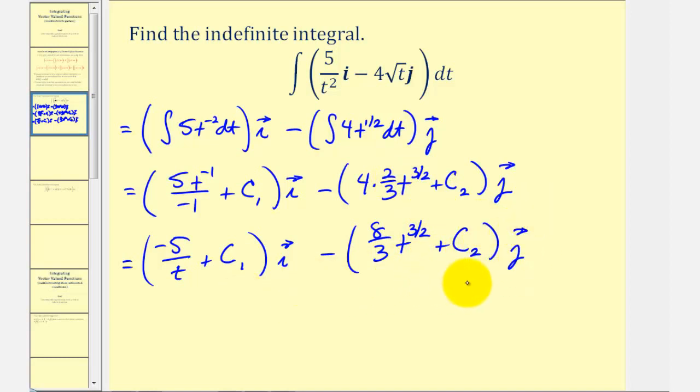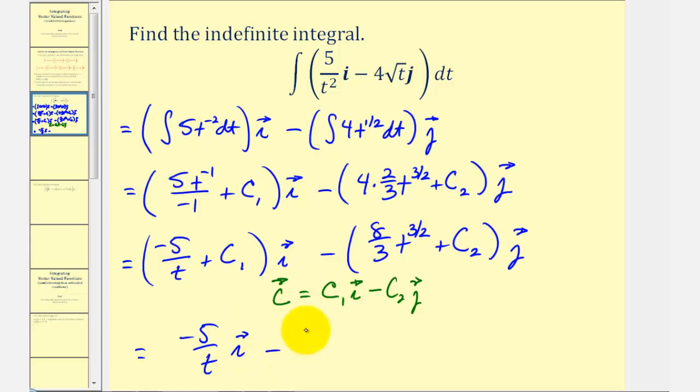So this is the antiderivative, but notice how c sub 1 and c sub 2 result in a constant vector where the i component is c sub 1 and the j component would be negative c sub 2 because of the minus. So this can be written a different way. If we let vector c, a constant vector, be equal to c sub 1 i minus c sub 2 j, we can give the antiderivative as negative 5 divided by t i minus 8/3 t to the 3/2 j plus our constant vector c.